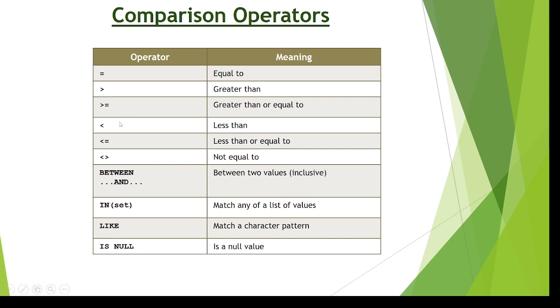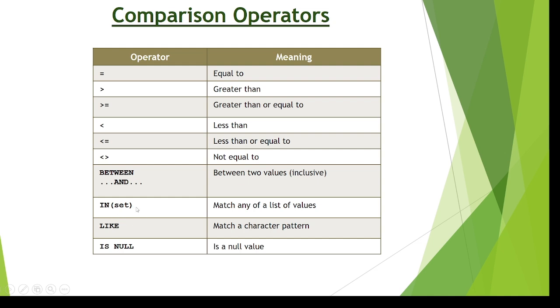Similarly, we have other relational operators: less than, less than or equal to, and not equal to. The not equal to operator is going to retrieve the rows where the value of the column is not equal to the specified value. Apart from these relational operators, we have several other operators, like the between operator, which is going to retrieve rows where the value of the column is within a specified range, where the upper and the lower range would be inclusive.